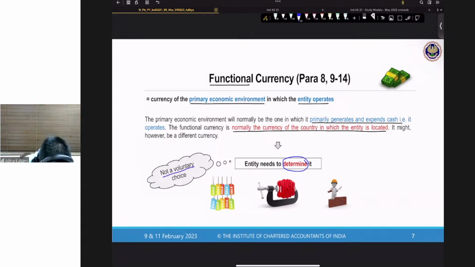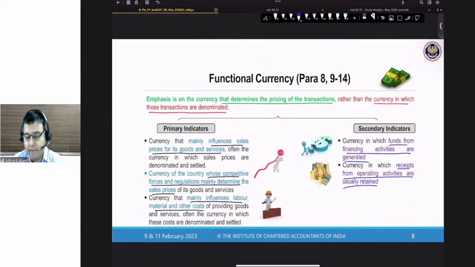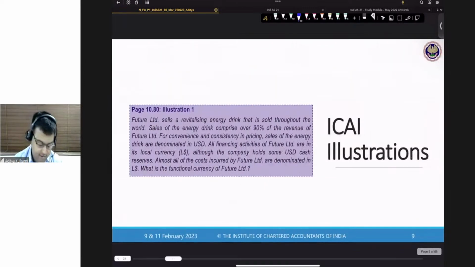This is not a voluntary choice. This is a compulsion. This is a mandatory requirement. You have to determine it. If there is a mistake here, then your whole reporting goes for a toss. Okay, so this is a mandatory choice. Okay, all right. So I told you primary indicators, I told you secondary indicators, and then we have seen what goes into identifying a currency as a functional currency.